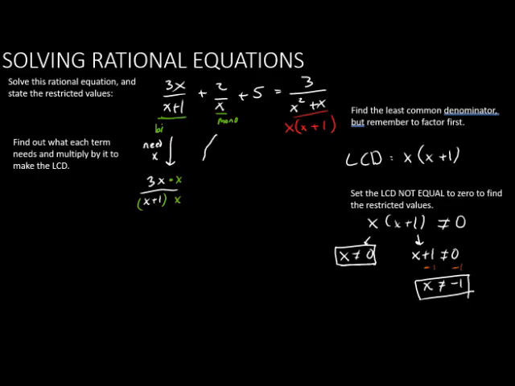Our next term was 2 over x. It has the monomial, but it needs the binomial, and our binomial was x plus 1. Therefore, we'll say plus 2 over x, but we'll multiply on top and bottom times x plus 1. Our next term was just the 5. It has no denominator, so it will need x and x plus 1, both the monomial and the binomial. Therefore, we'll say plus 5, and then on the top and the bottom, we'll put x times x plus 1.